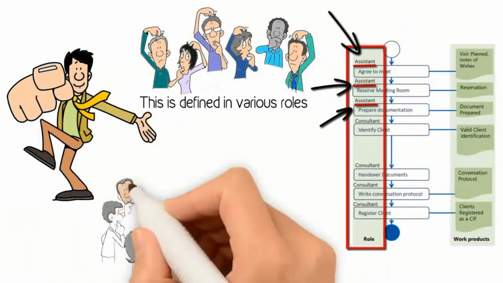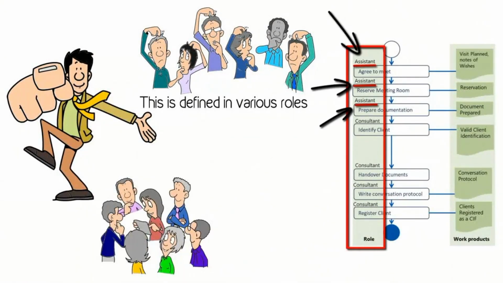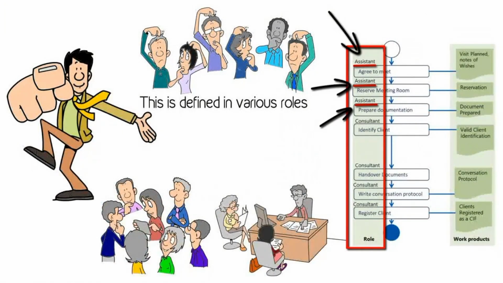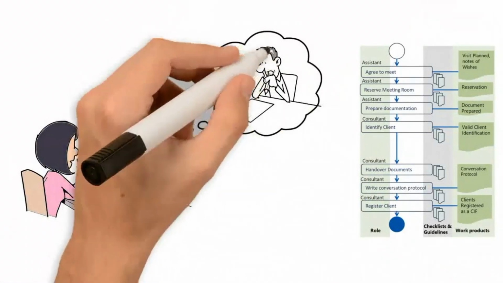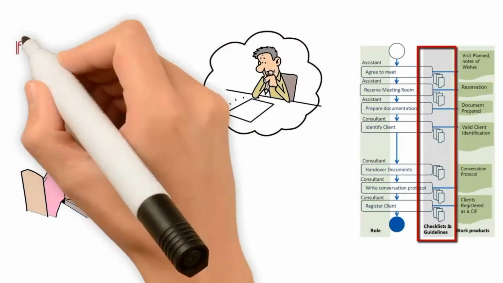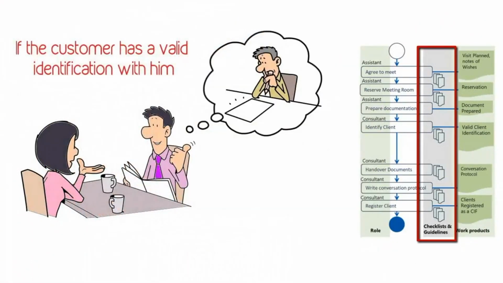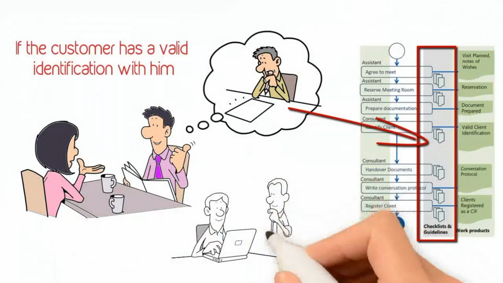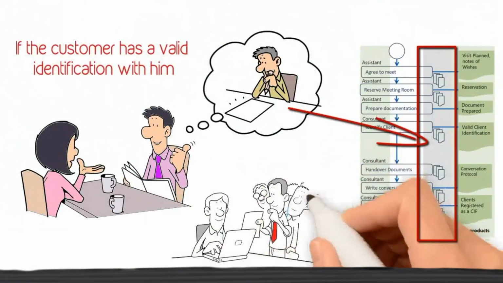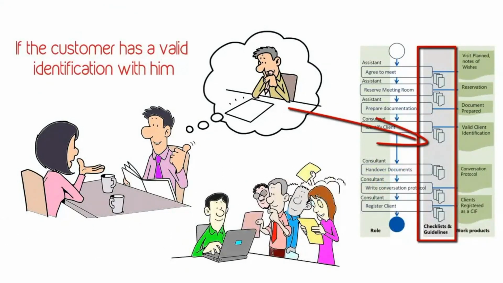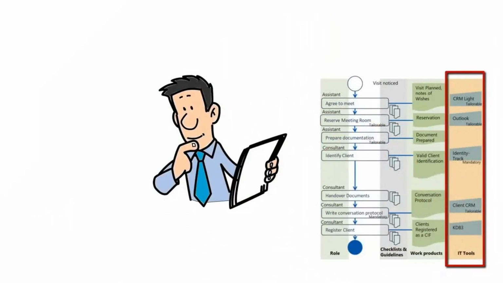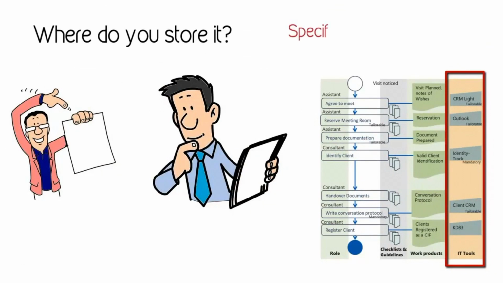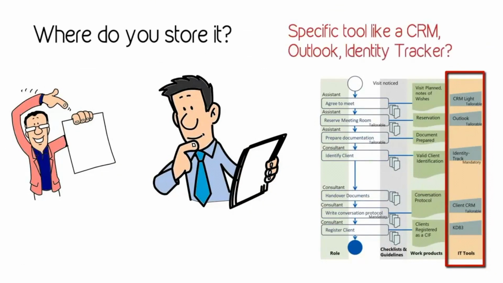The first 3 items are probably done by an assistant, and to make it simple, the rest is done by a consultant. Imagine you're the new assistant. Do you know what you are and aren't supposed to ask? Such as if the customer has a valid identification with him. We need to make sure that at each step, the appropriate role has the correct guidelines and checklists in place. If you have notes of wishes, reservations, etc., where do you store it? Would it be on sticky notes or on a specific tool like a CRM, Outlook, identity tracker?